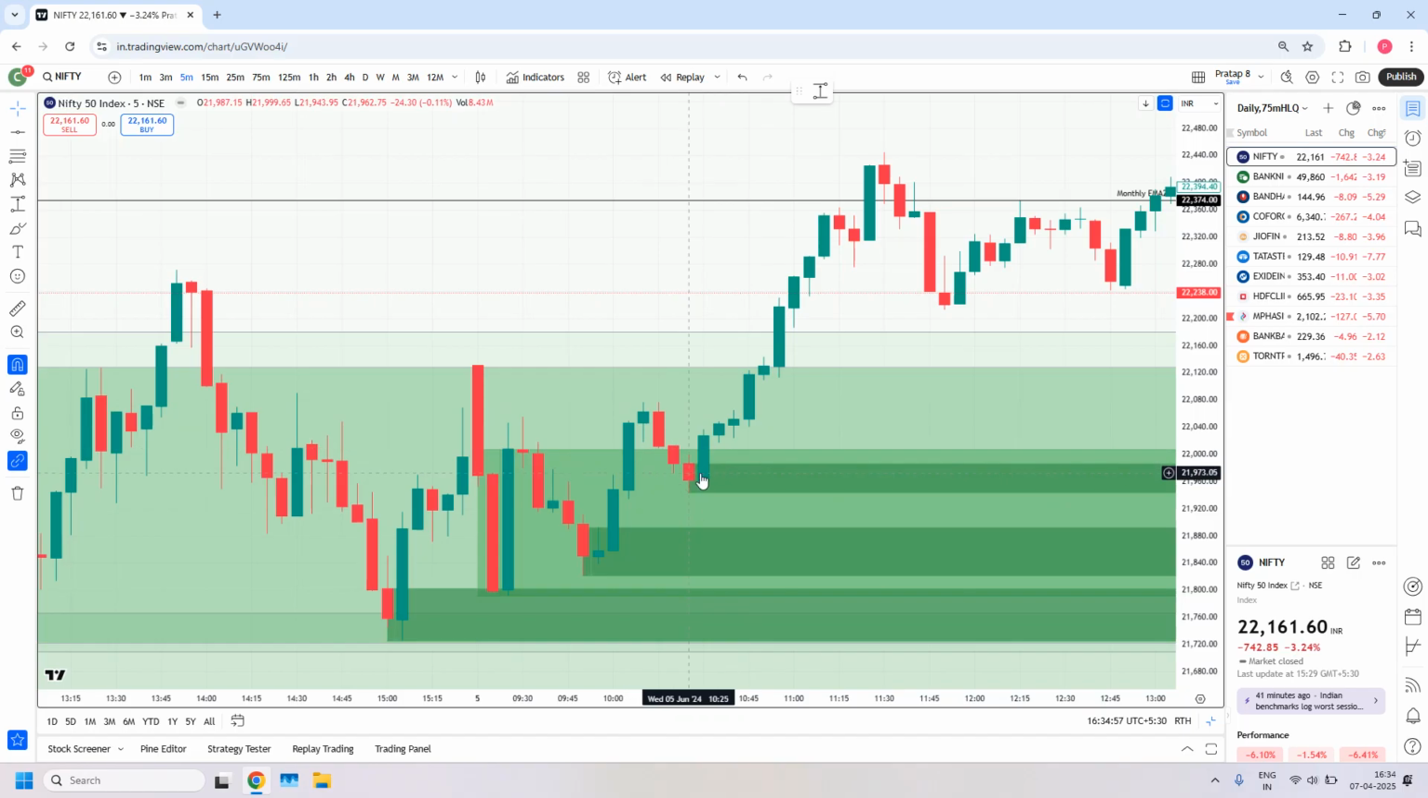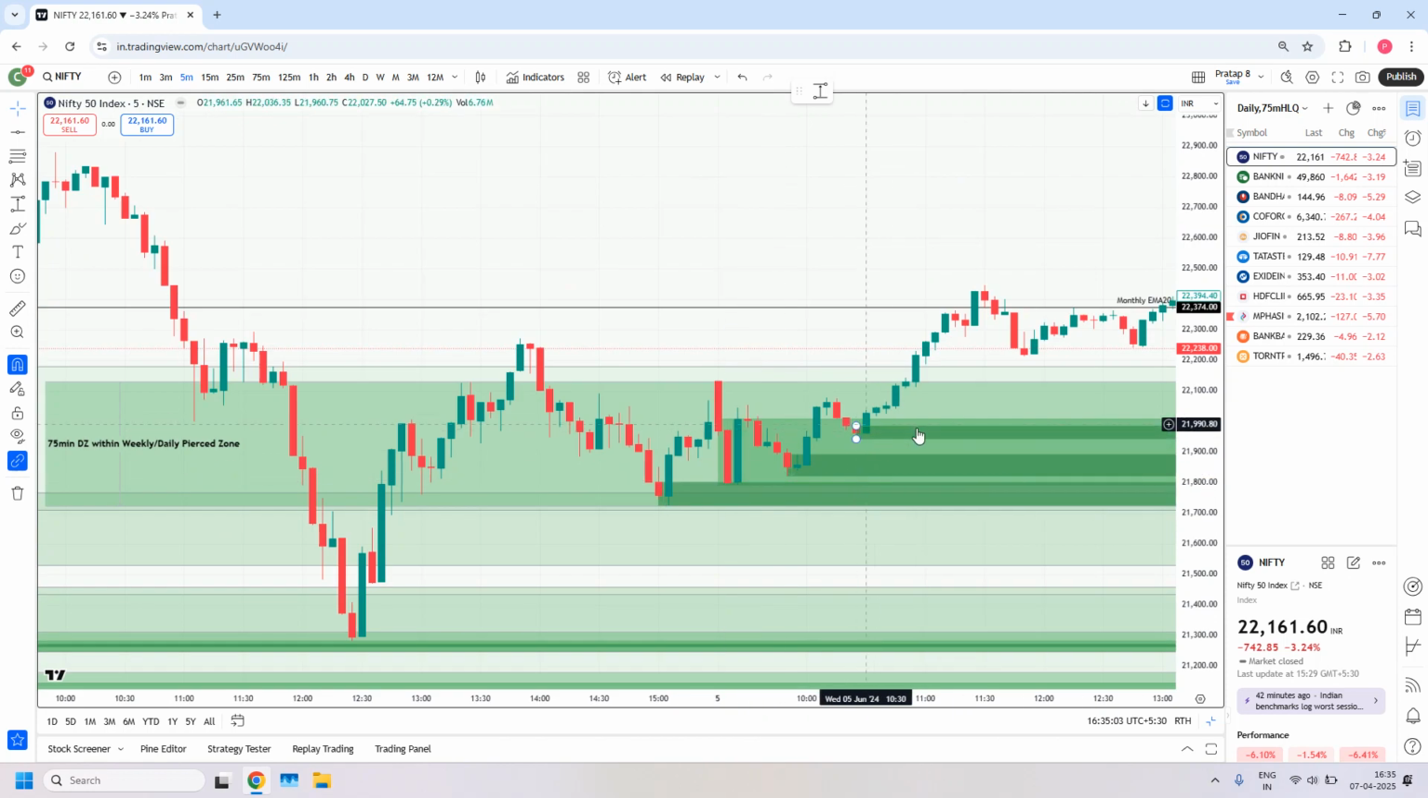Previously, we got a very good profit from this zone. How many points? More than, I think, 1,000 points move Nifty has given after reaching this zone. And today, this is gone. It is gone with the gap down. Anyway, you can't plan a trade because the market opened in this zone.